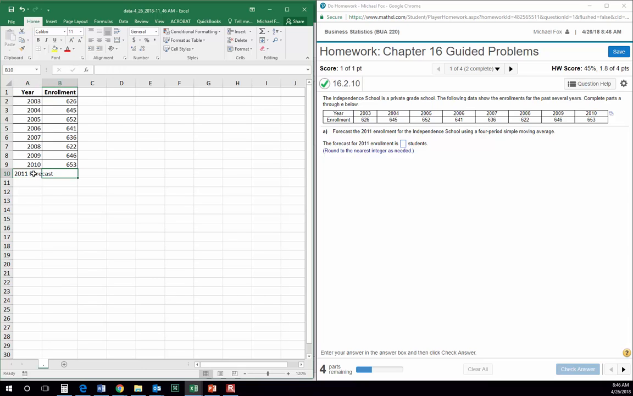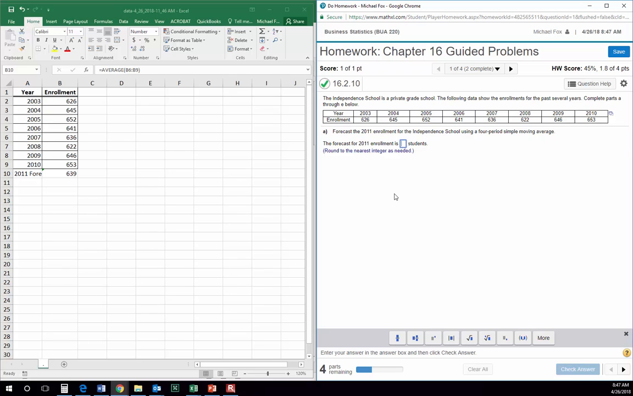So to do that, I'm just going to say that this equals the average of the previous 4 years. 1, 2, 3, 4. It's that simple. And I'll make sure we're rounded to what it's asking for, 639 students.